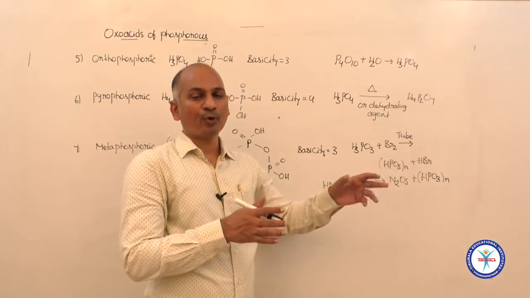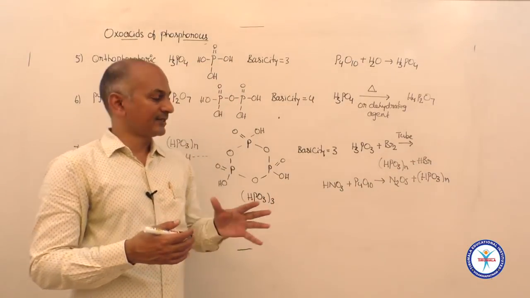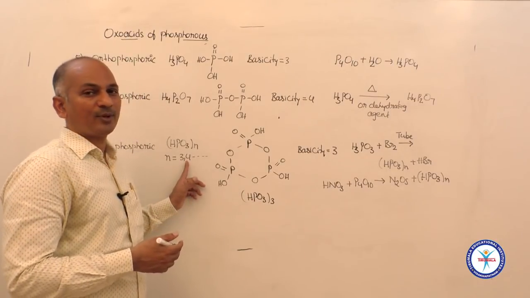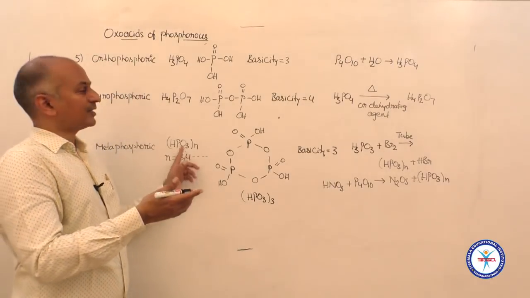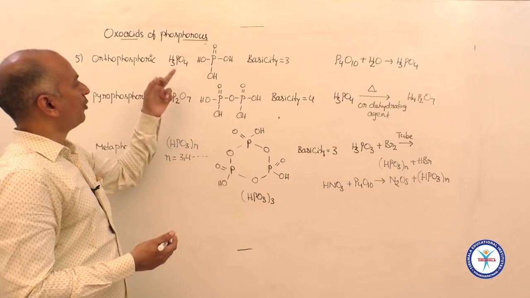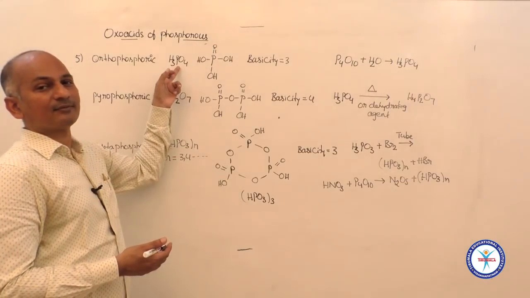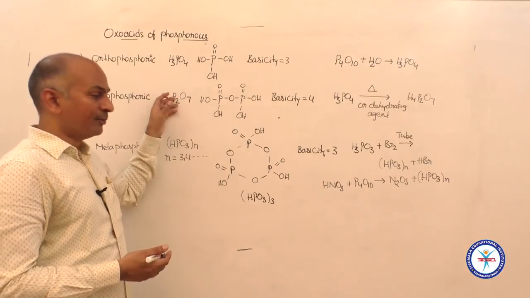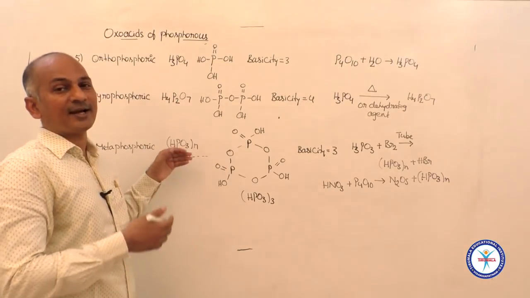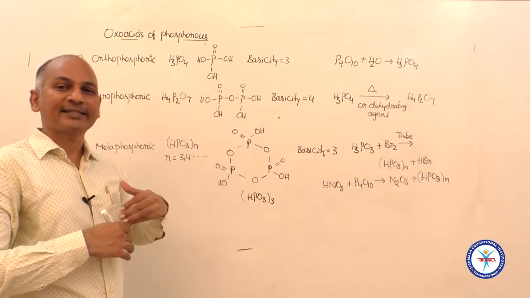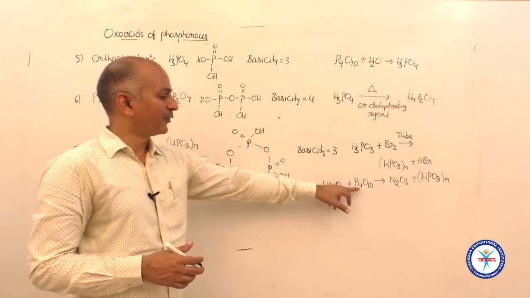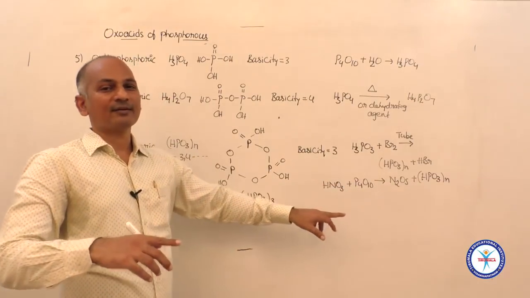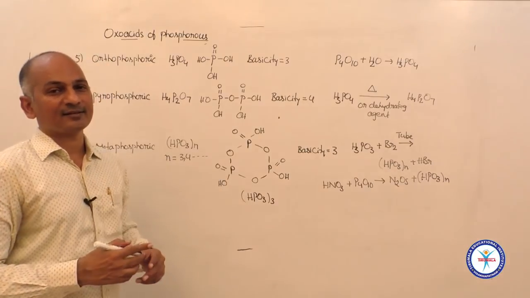So, P4O10 absorbs water, converts into this compound. If there is more water, you will get this compound. If there is more water, you will get this compound. And you take this, remove some amount of water, you will get this. Remove more water, you will get this. And remove the water exhaustively, you will get P4O10. So go on adding water, go on removing water, opposite direction.